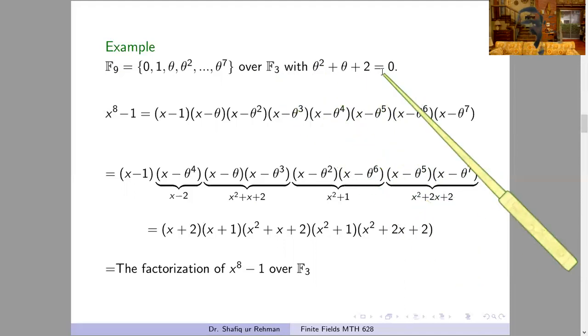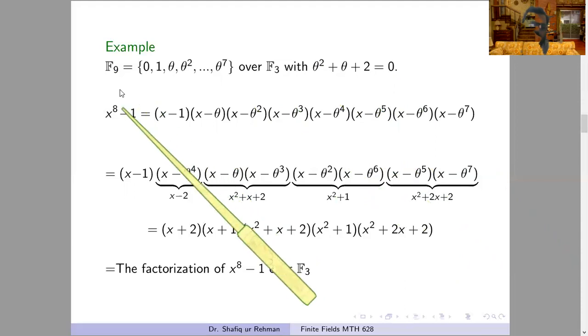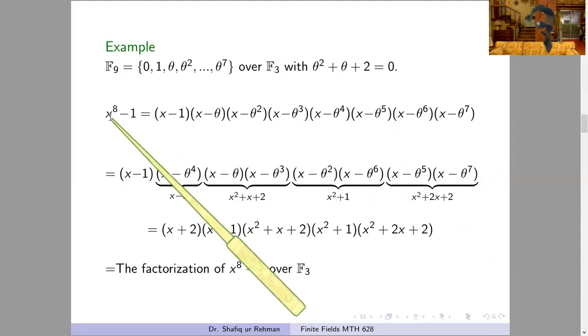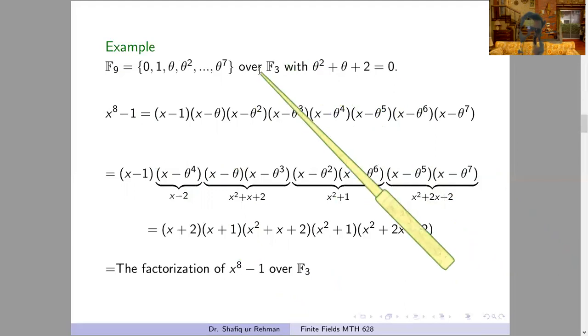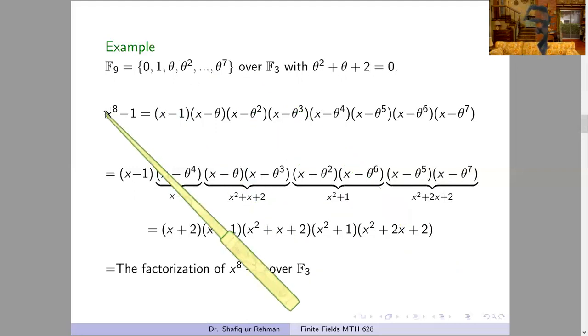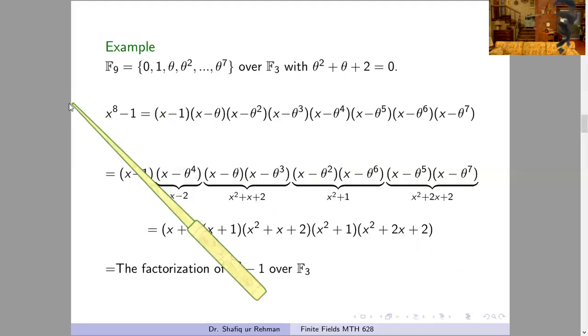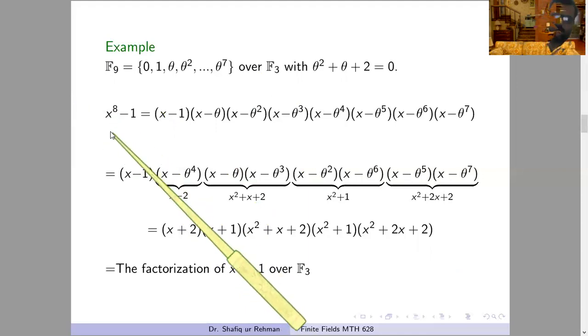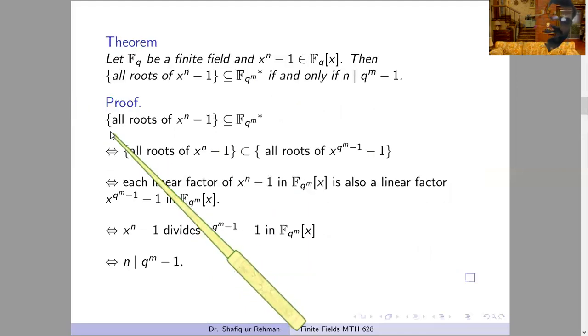First of all, if we want to factorize x power 8 minus 1 over the field F3, this polynomial has degree 8 and all its roots are distinct. So in F3 we cannot find all of its roots, and first of all we should know where the roots of this polynomial exist. That is, we have to find this by using the previous theorem.